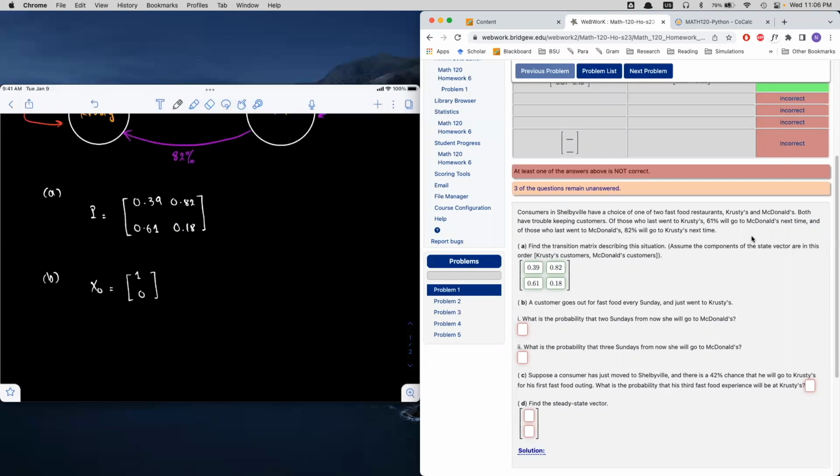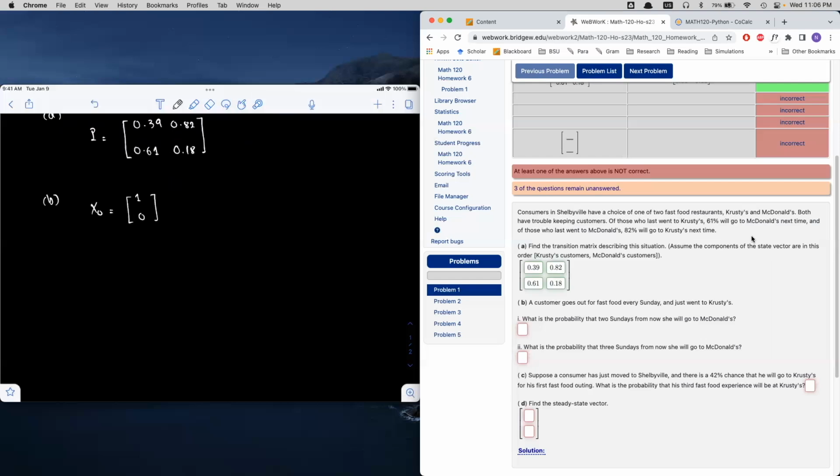So the setup is that we consider x0 to be this Sunday, x1 to be the next Sunday, and x2 to be the following Sunday, or the Sunday after next. That means you want to find x2. So x1 is equal to P times x0. P is 0.39, 0.82, 0.61, 0.18 times the initial matrix, and if you do the calculations correctly, you're supposed to get 0.39 and 0.61. Okay, so that's for the next Sunday.